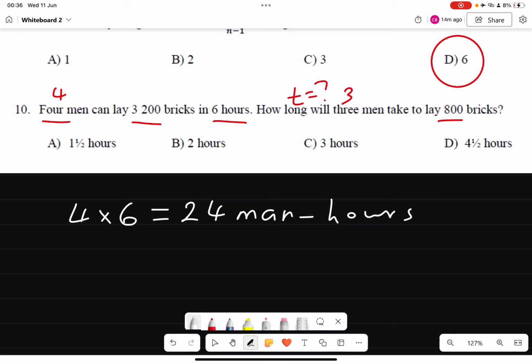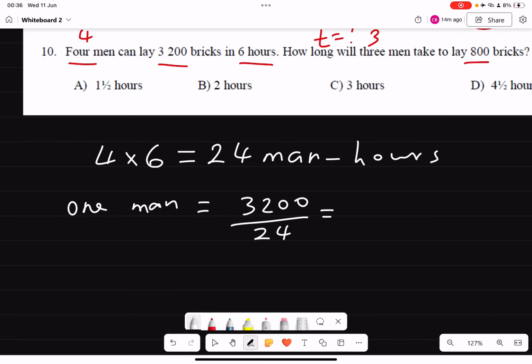So if I need to know how many bricks one man lays in an hour, one man will lay 3,200 divided by 24 in an hour, right? So that will simplify to, let's see, I can use 8 here. 8 will go 400 times into 3,200 and goes 3 times into 24. So each man lays 400 over 3 bricks per hour.